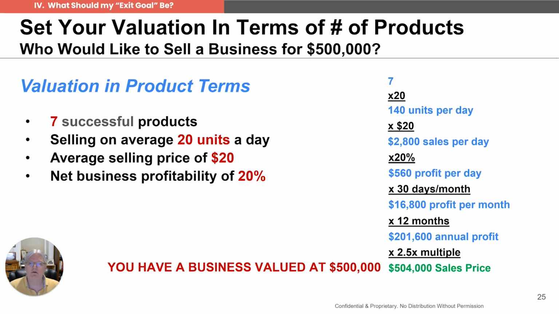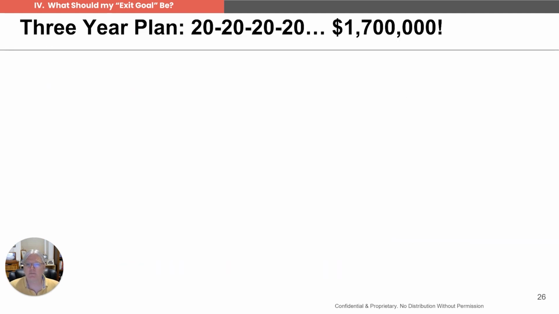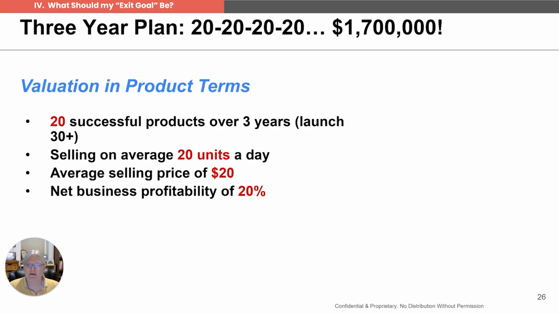Who here would like to implement what I call the 20-20-20-20 plan? That's worth $1.7 million. 20 successful products over 3 years, which probably means you might need to launch 30 or 35, each of them selling 20 units a day, selling price $20, 20% margin. Let's take a look at it.